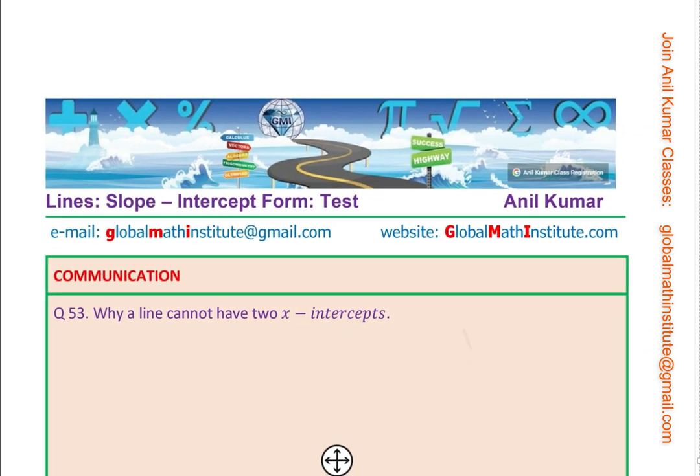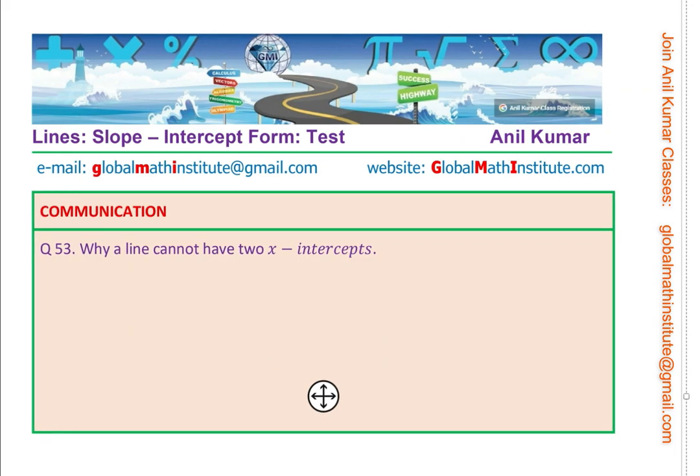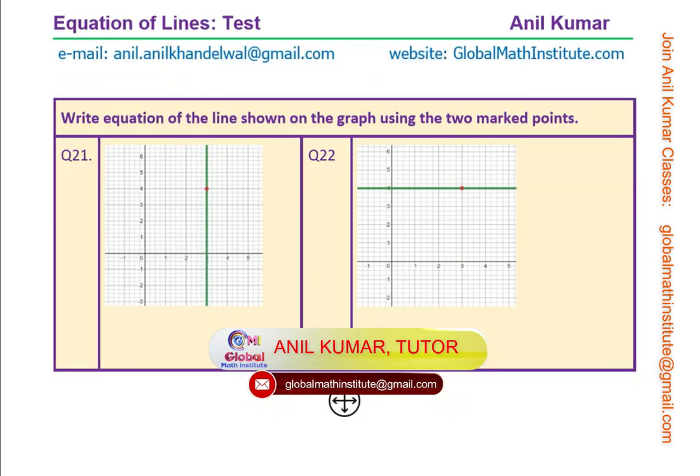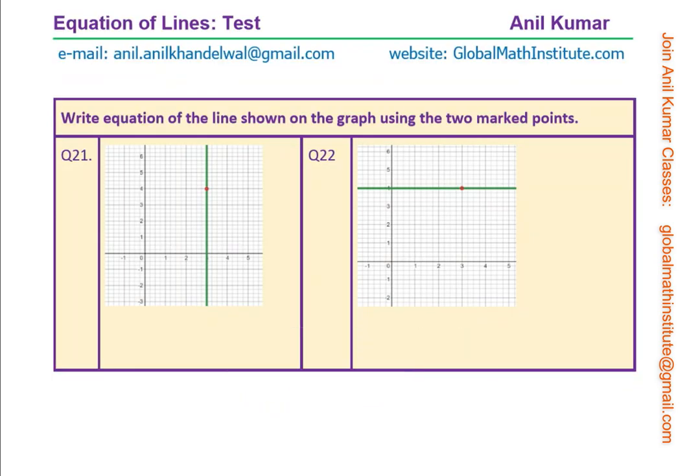Question 52. Why a line cannot have two x-intercepts? It's a communication question. You need to explain why a line cannot have two x-intercepts. So we missed a question in between, and therefore I've taken here two graphs. Write equation of a line shown in the graph. So we have a vertical and a horizontal line with a given point.